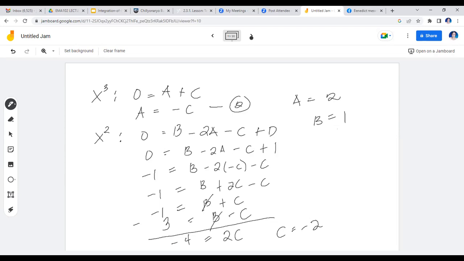Okay, negative 2 in here. It becomes positive 2. Minus 1, it's 1. So b is equal to 1.